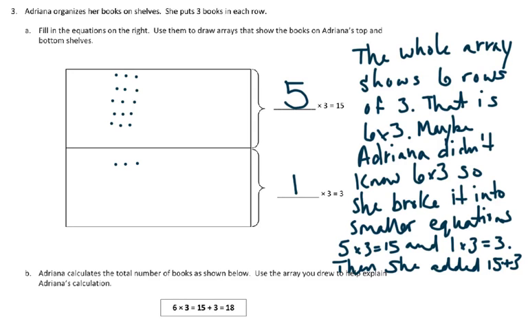Okay, and that reads the whole array shows 6 rows of 3. That is 6 times 3. Maybe Adriana didn't know 6 times 3, so she broke it into smaller equations. 5 times 3 is 15, and 1 times 3 is 3. Then she added 15 plus 3 to get 18.